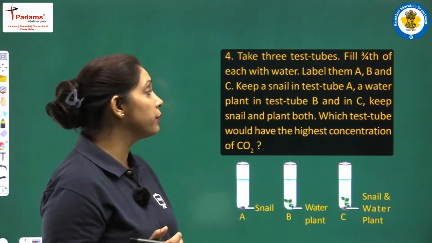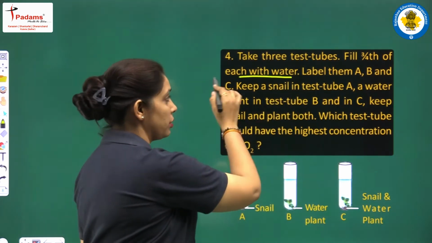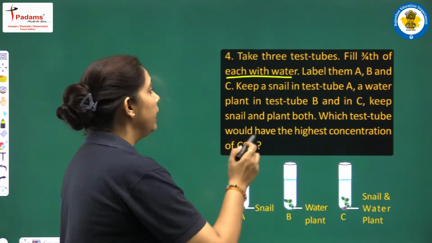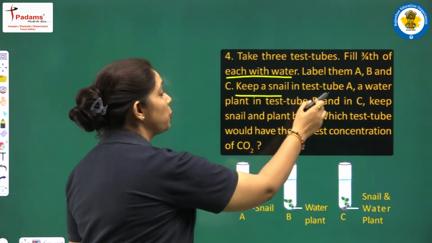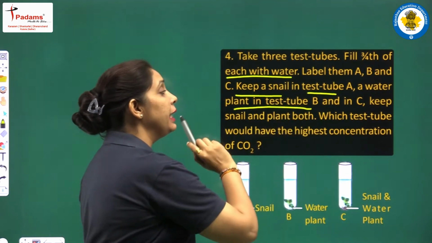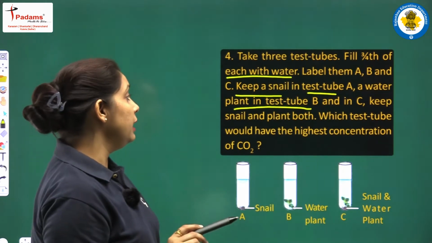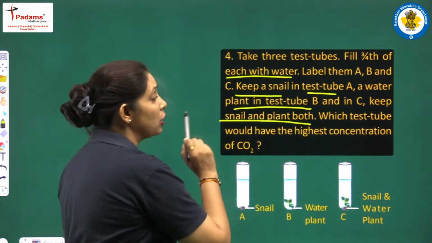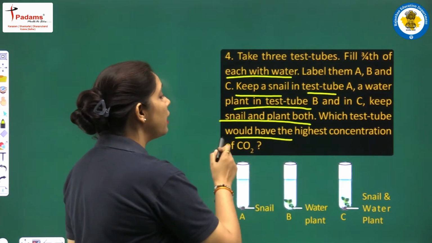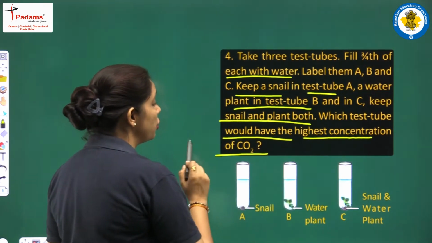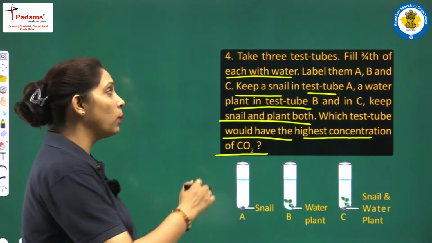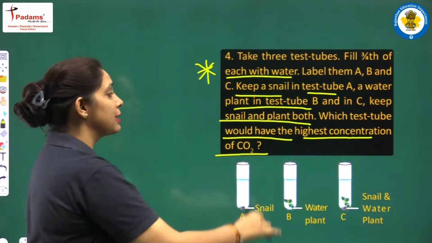Okay students, proceed to the next question class, and our next question is, take 3 test tubes, fill 3/4 of each with water. Label them A, B and C. Keep a snail in test tube A, a water plant in test tube B, and in C keep snail and plant both. Which test tube would have the highest concentration of CO2? Wow, it's a very good and easy one. And this is an important question class 7th.